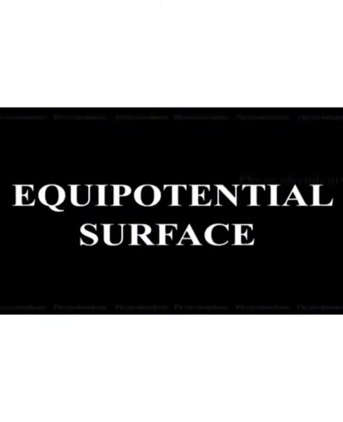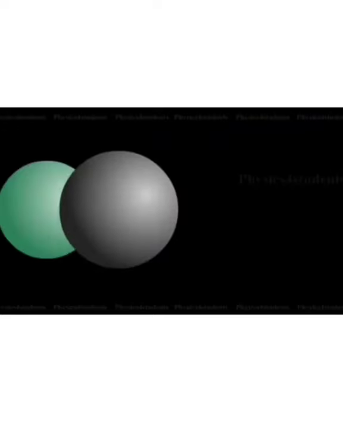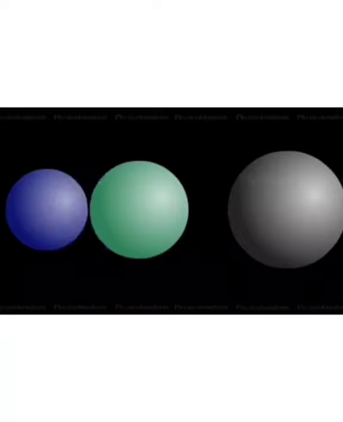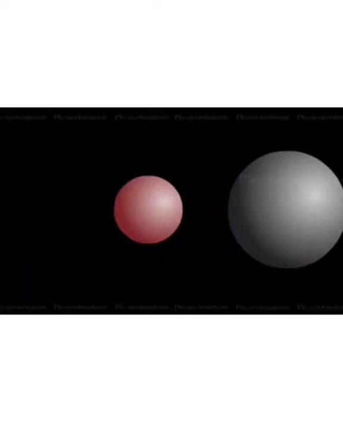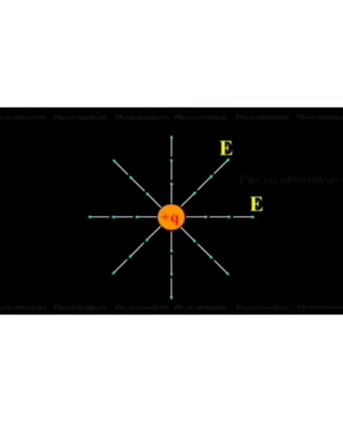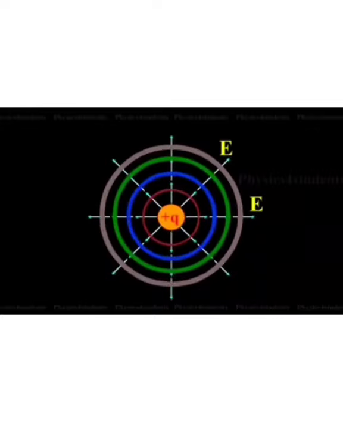Today, our topic is equipotential surface. What is an equipotential surface? A surface on which all the points are at the same potential, we call it the equipotential surface. Let us consider the charge plus Q, a source of isolated point charge.